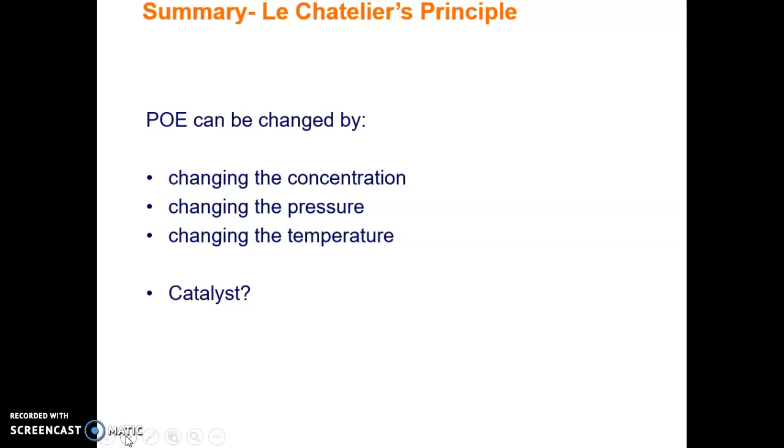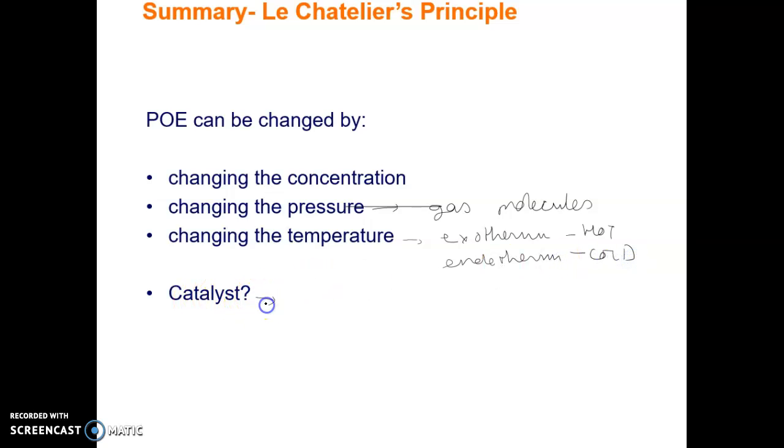So in a nutshell, you can change the position of equilibrium by changing the concentration or the pressure or the temperature. It's important that when you change the pressure, you focus only on the gas molecules. You don't look at anything else. When you change the temperature, you need to understand which side is exothermic. The exothermic side would be hot. The endothermic side would be cooler.